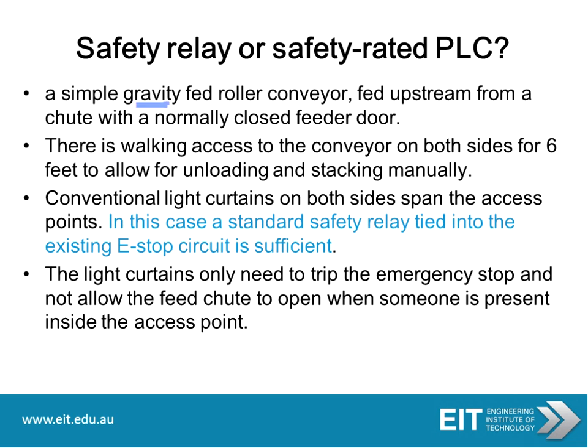Now consider a simple gravity-fed roller conveyor that feeds upstream from its chute with a normally closed feeder door. There is walking access to the conveyor on both sides for about 6 feet to allow for unloading and stacking manually. Conventionally, light curtains on both sides span the access points. In this case, a standard safety relay tied into the existing e-stop circuit is sufficient. Why? Because the light curtains only need to trip the emergency stop and not allow the feed chute to open when somebody is present inside this access point.